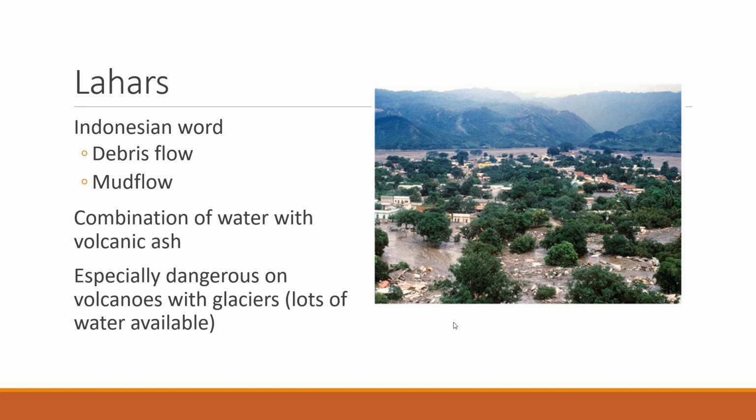Lahars. So this is an Indonesian word for a debris flow or a mud flow. So basically we have a combination of water with volcanic ash that will lead to this massive movement of materials down slopes. They're especially dangerous on volcanoes with glaciers because the glacier is frozen water. So if you have frozen water on top of a volcano and that water gets heated up, well, suddenly you have liquid water. And it will combine with all of those volcanic materials to make this very fast-moving mud flow that is extremely dangerous and will wipe out everything in its path.